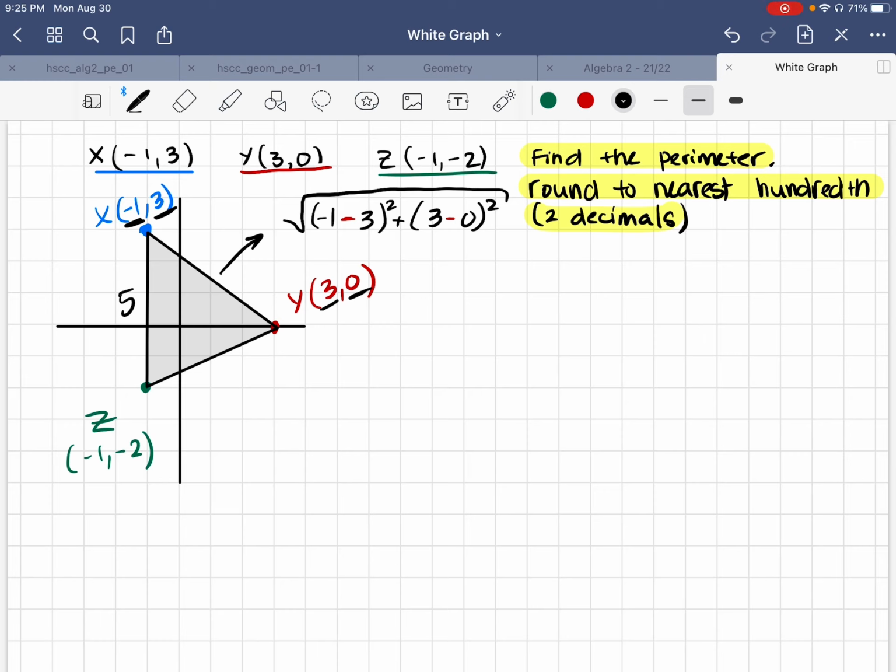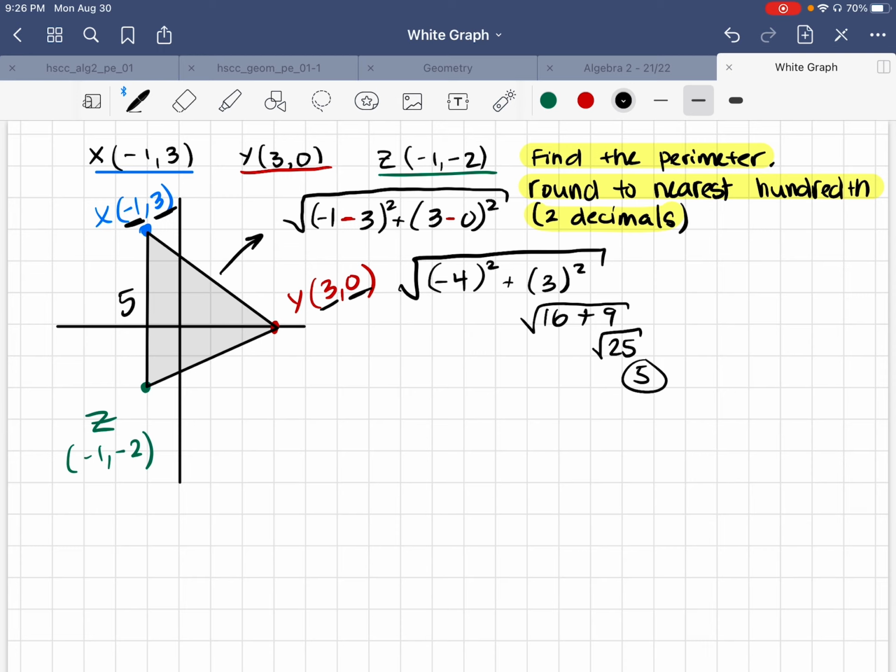Negative 1 minus 3 is negative 4, so we have a negative 4 squared, and then 3 minus 0 is 3, and so we have a 3 squared. Still inside the house, and then we got to simplify that. 4 squared is 16, 3 squared is 9, so we now have 16 plus 9 inside of our square root. 16 plus 9 is 25, so now we have the square root of 25, and that's one of those nice ones because we actually know what the answer is. The answer is 5. So over here between x and y, let me erase this thing right here, we actually know that the answer comes out to 5 because we just did all that work. So the answer here is 5. So those two sides are congruent to each other.